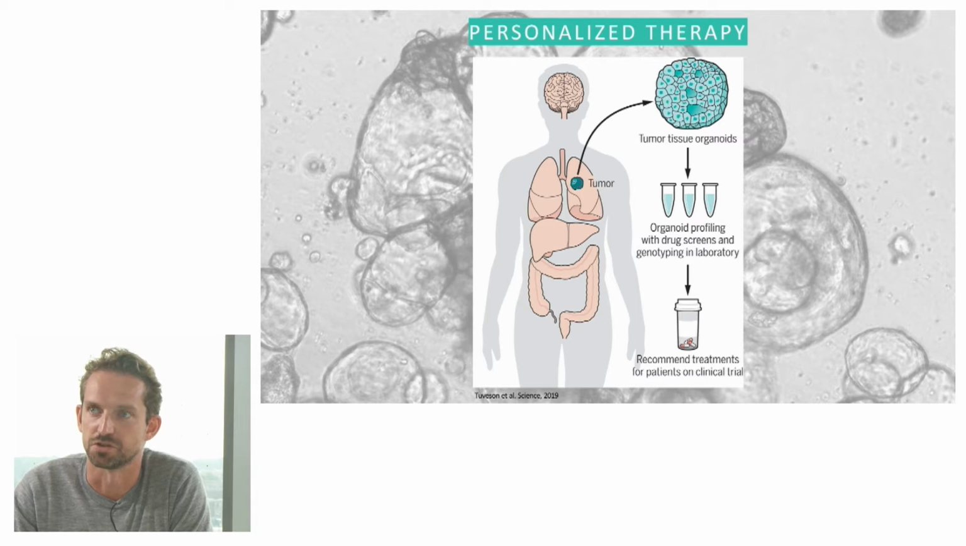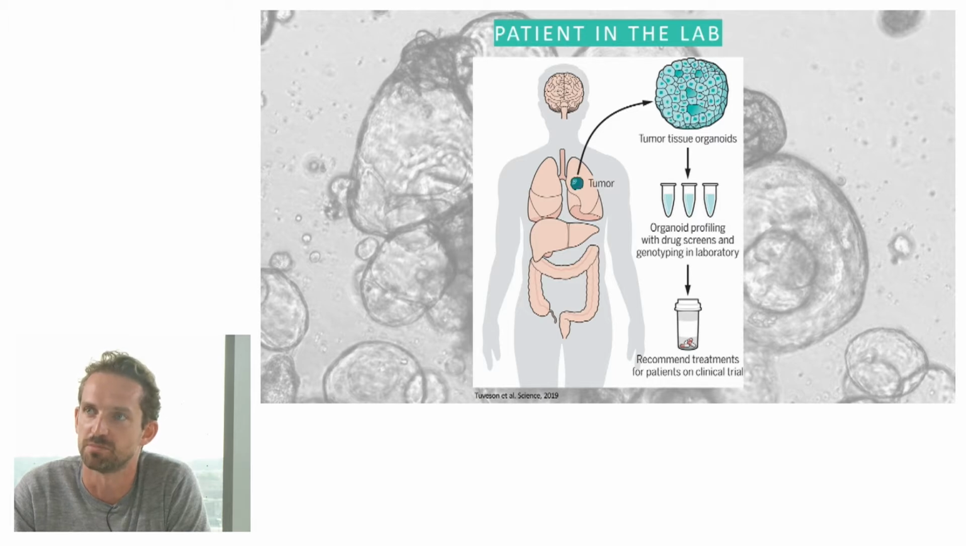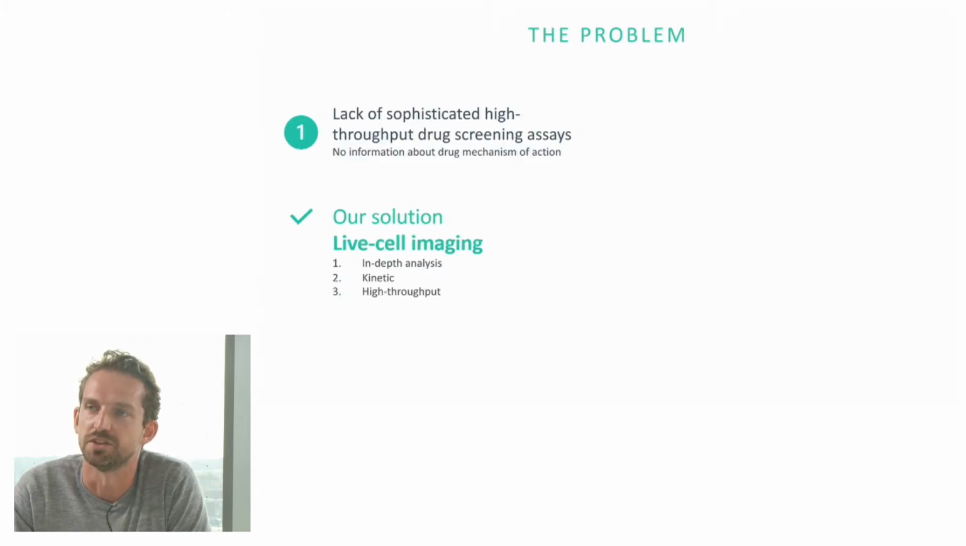So I've been a cancer researcher for almost 10 years now, and we've seen a clear shift from more general therapies to personalized therapies. A very interesting development in this field is the ability to grow the tumor of the patient as 3D tissue organoids in the lab. We can do drug screenings on these organoids and then recommend treatments for patients on clinical trial, or at least that's the ultimate goal of these organoids. So these organoids can really be considered as a patient in the lab and provide a lot of opportunities for preclinical and clinical research.